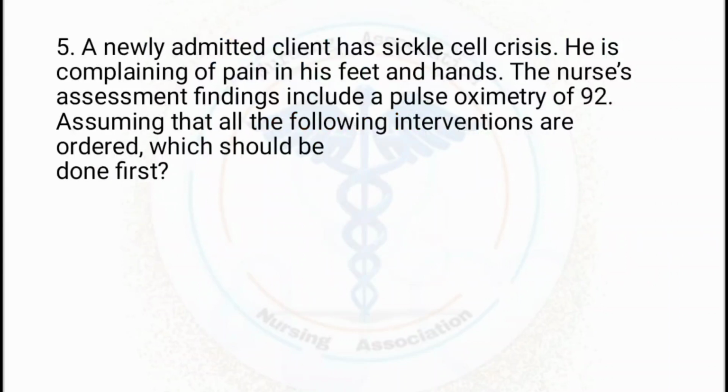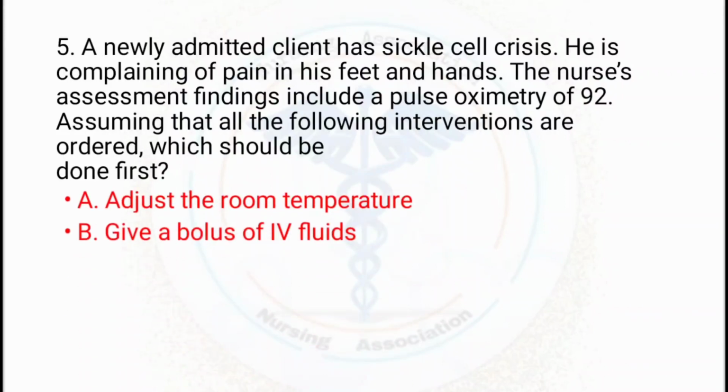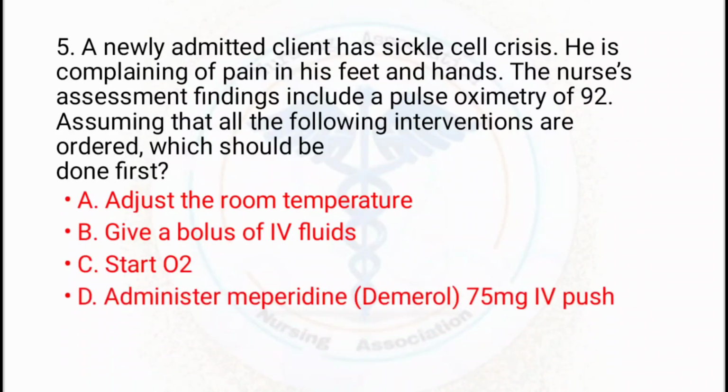Moving on further, number 5. A newly admitted client has sickle cell crisis. He is complaining of pain in his feet and hands. The nurse's assessment findings include a pulse oximetry of 92. Assuming that all the following interventions are ordered, which should be done first? Adjust the room temperature, give a bolus of IV fluid, start O2, and administer meperidine, Demerol 75 mg IV push. So the answer is start oxygen.